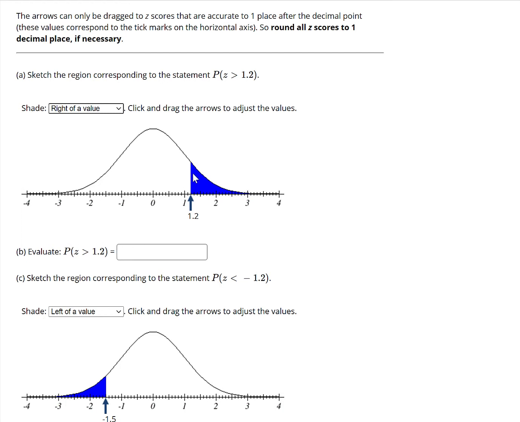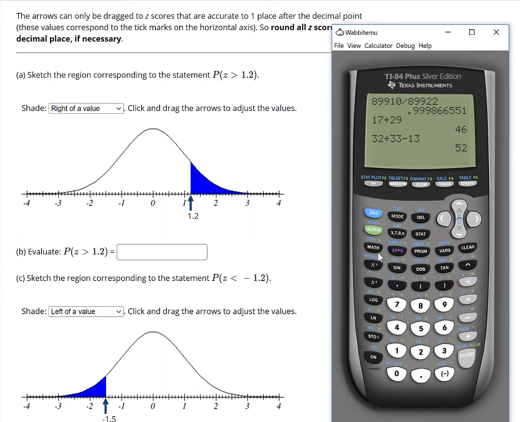So now we want to find what area this shaded region encompasses. We'll use the calculator for that. We go under the second nvars, which takes us to the distribution menu, and we'll use the normal CDF function. If you're working with z-scores, you can put just 2 inputs, that's fine. It's always lower bound and then upper bound.